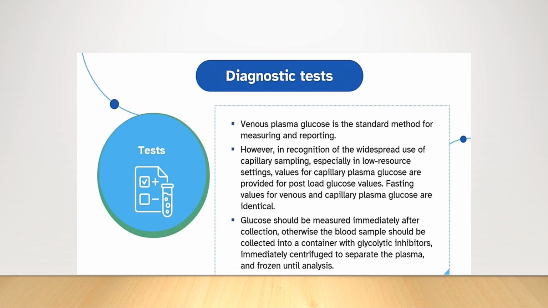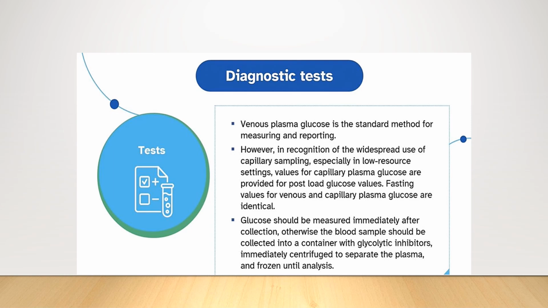Diagnostic test. Venous plasma glucose is the standard method for measuring and reporting. However, in the recognition of widespread use of capillary sampling, especially in low resource settings, values for capillary plasma glucose are provided for post-load glucose values. Fasting values for venous and capillary plasma glucose are identical.